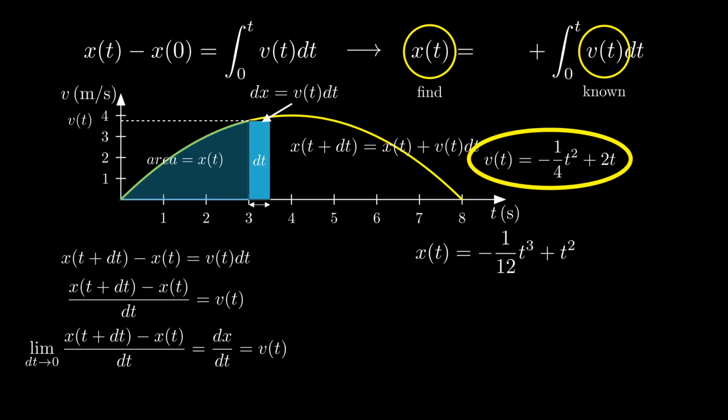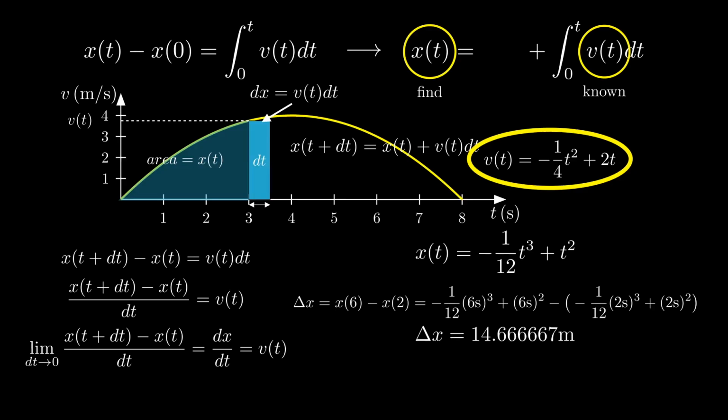We can now return to the question of what is the displacement of this pullback car between a clock reading of 2 seconds and 6 seconds. It is simply the area under the curve between 2 and 6 seconds, which is calculated by substituting the time into this position equation we just derived, giving us a displacement of 14 2/3 meters.